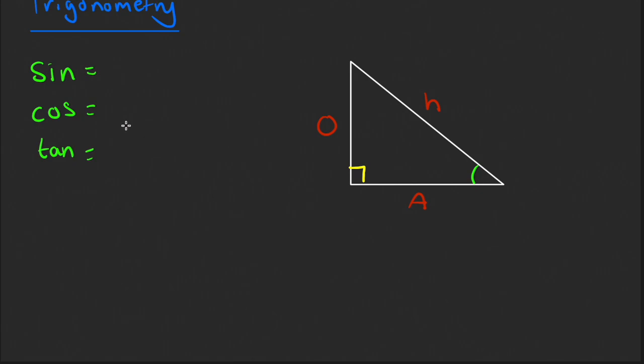Okay, so what does sine mean? Sine means opposite over hypotenuse. Cos means adjacent over hypotenuse. And tan means opposite over adjacent.